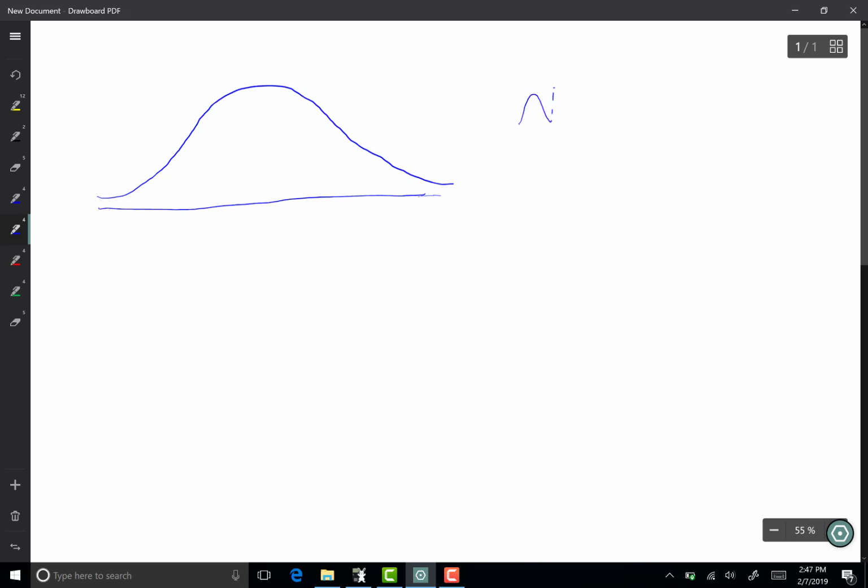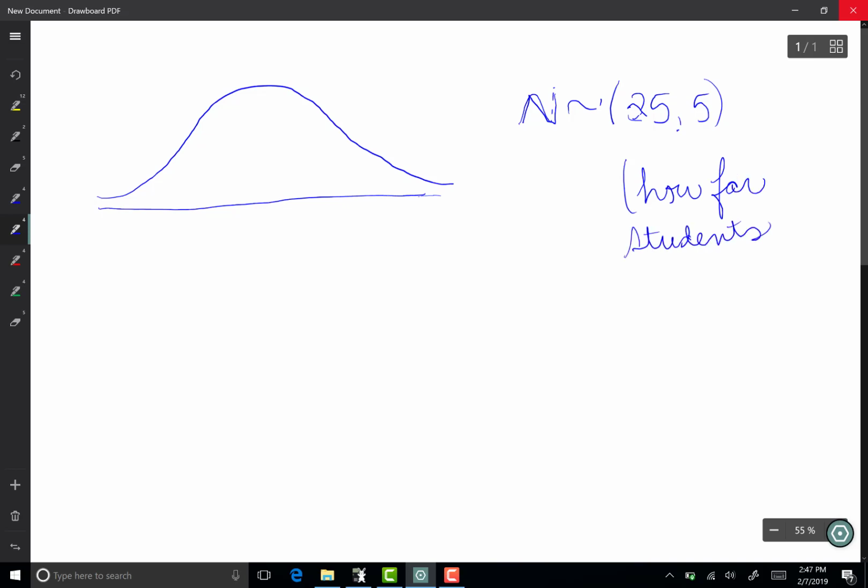So let's say we have some data that's normally distributed. Let's say it's the distance students drive to school, and our mean is 25 miles and our standard deviation is 5 miles. Our random variable is how far students drive to campus. If it's normally distributed, our mean is at the center, right?